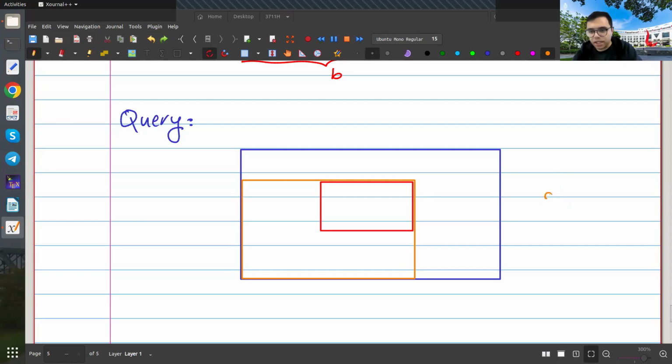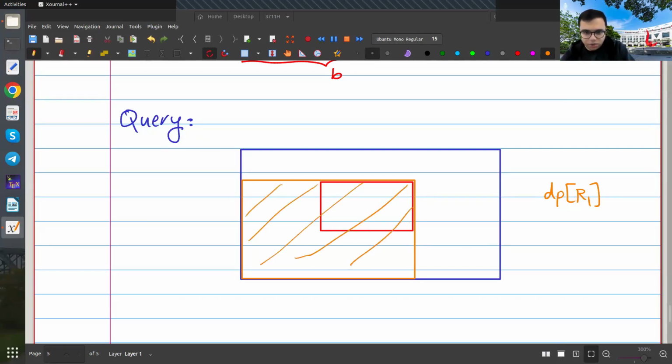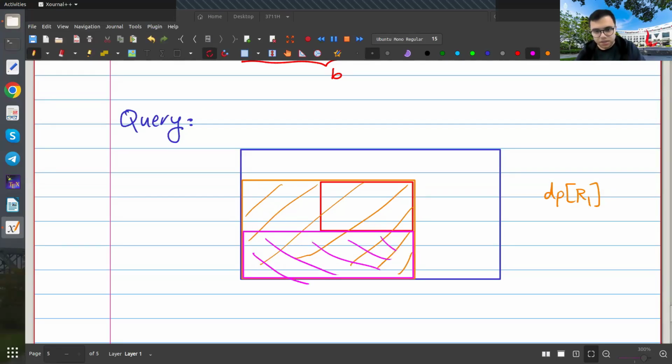And I'm going to just look at the sum in R1, okay? Now, this is counting a bunch of things that I don't like to count. So I have to subtract them out. Right now, I'm counting everything here, but I want to only count things in the red rectangle. So let's say I subtract this part. I subtract this part out. So let's call this one R2. So I say minus dp of R2.